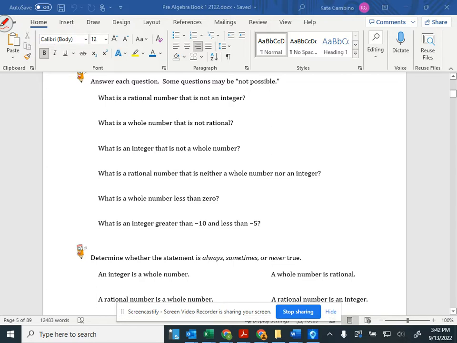So if it's not an integer, remember integers cannot be a decimal or a fraction. They can be positive or negative, but they cannot be a decimal or a fraction. So if we want a rational number that cannot be an integer, we would want to pick something that's like a fraction, or it could be a negative or a positive, or you could pick a decimal that ends. Those would be rational numbers that cannot be integers because integers cannot be fractions or decimals.